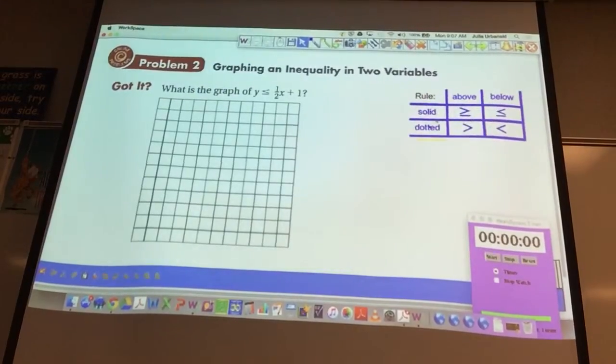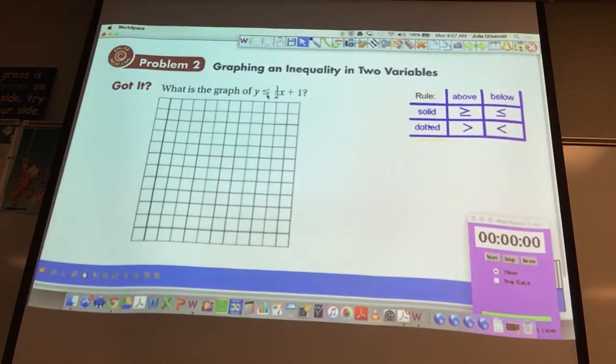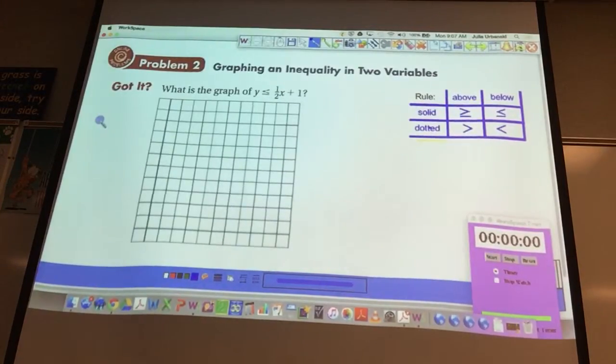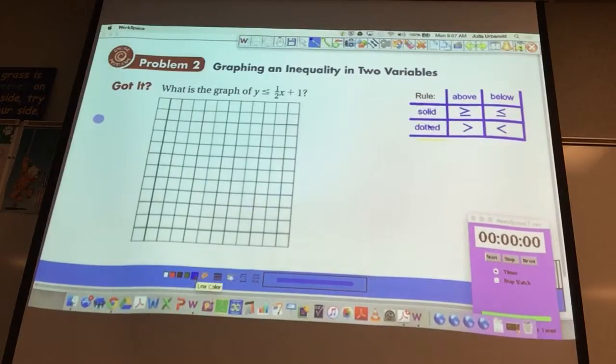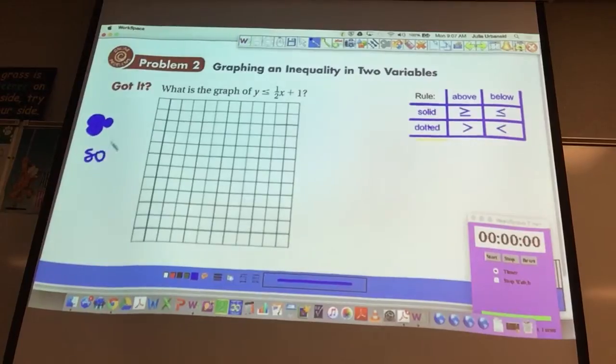Okay, looking at this rule, this one right here, is that going to be a solid line or dotted line? Solid, because it's got the or equal to with it. Is it going to be above or below? Below, because it says less than. So once we do our line, we're going to make it solid and we're going to make it below. Let me fix that. Solid and below, because it is this one right here. So what we have to do first is graph the line.